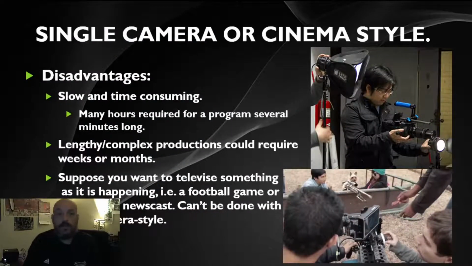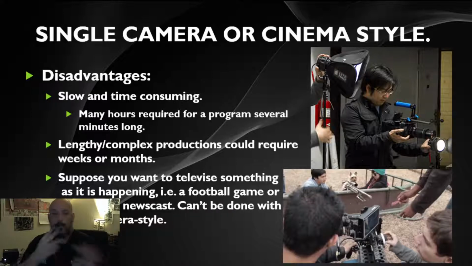Now, there are some disadvantages to this style of shooting. Some of it is it can be slow and time consuming. If I went back and did that interview where I had one person talking and then the other person talking, I would have to shoot everybody's lines the first time, stop, re-rack, go to the other person, then shoot all of their lines.